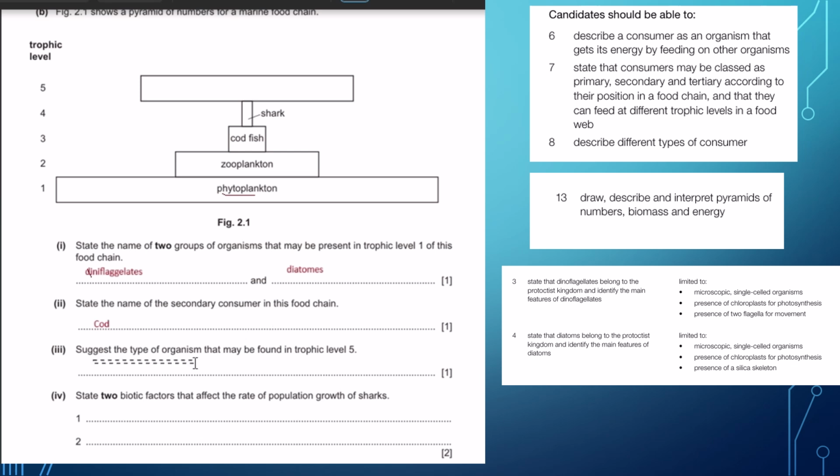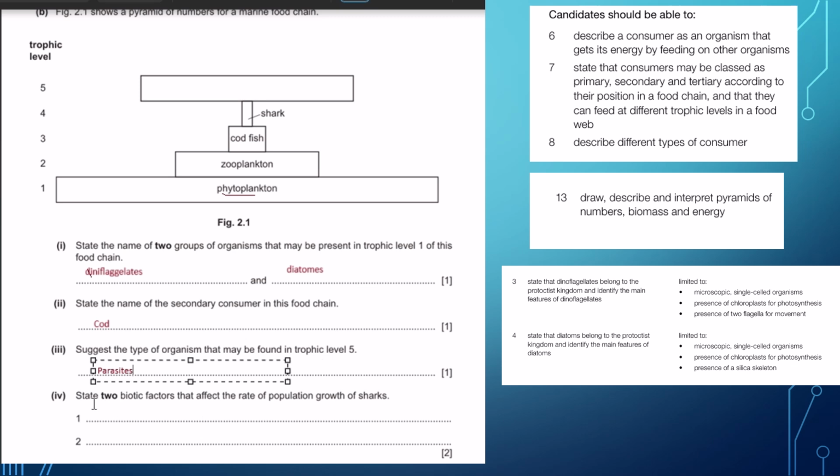Now, to suggest what type of organism can be found in trophic level 5. What we have to look at here is that trophic level 5 is a bigger pyramid of numbers than shark. So it's something that is a bigger number than sharks. It can't be a bigger biomass, it has to be a bigger number. So what could be a bigger number and eat on sharks? Well, I would say parasite, as they can be quite small, you can have many parasites, either endo or ectoparasites, on one shark. So I'll say parasites here.